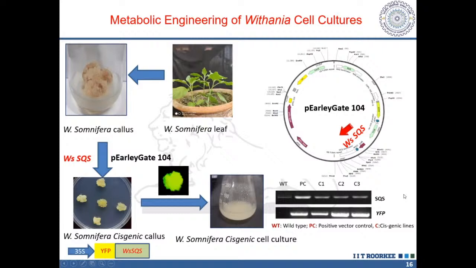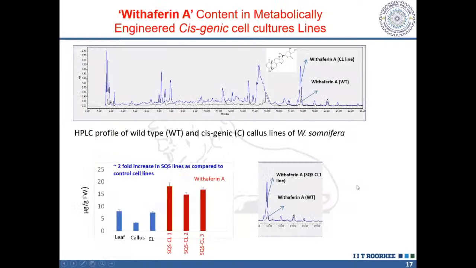That also shows the positiveness of the cisgenic cell line. Now we tested the vidaferrin level in this cisgenic cell line, and what we found is that this cell line produced almost twofold higher level of vidaferrin A compared to the leaf. And another advantage of this cell line is that the production time for vidaferrin A by the cell culture is just 16 days.